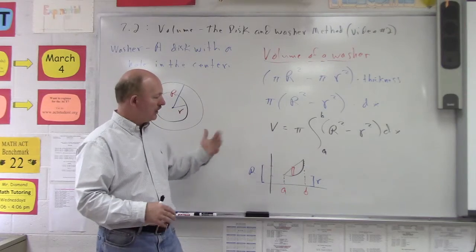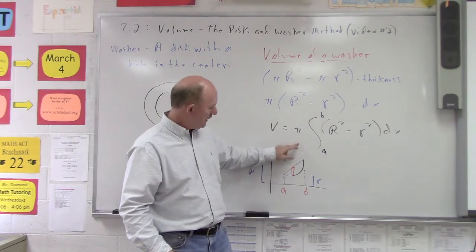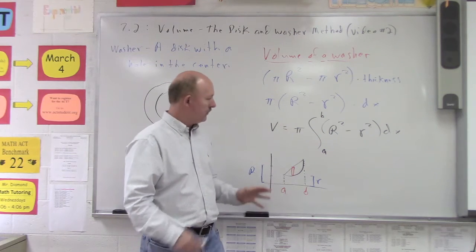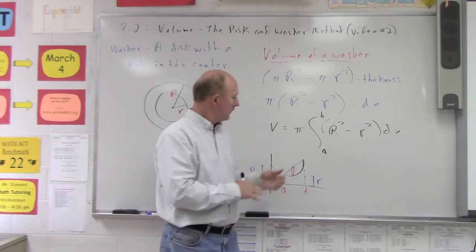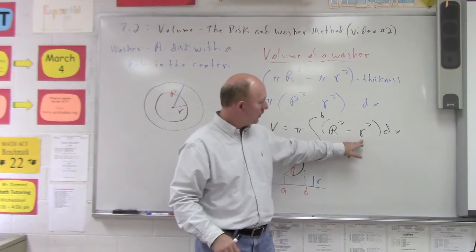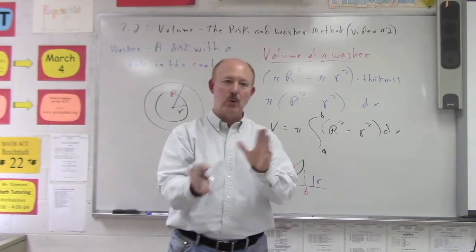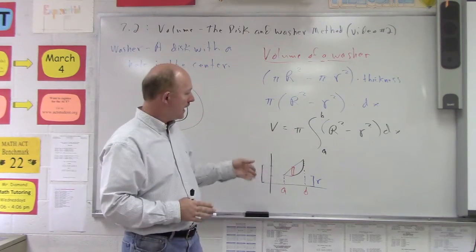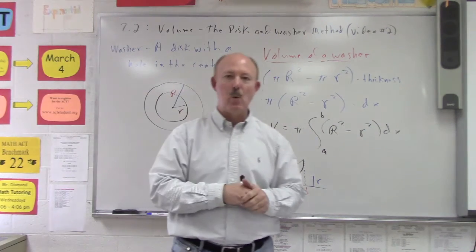So when you set this up in calculus now, our volume is going to equal pi integral from a to b, if you're revolving about the x-axis, of big R squared minus little r squared times dx. Now if you're revolving about the y-axis, or yet another vertical line, then instead of dx, you're going to have to solve for x in terms of y, and that would be in terms of dy.